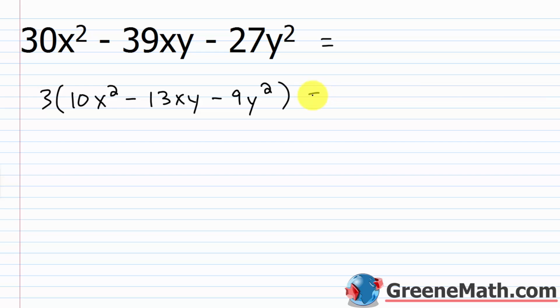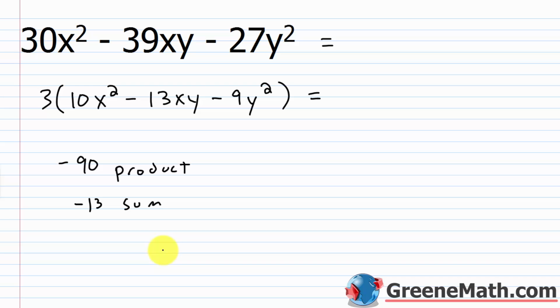So just proceed as you normally would. Inside the parentheses here, again, this is still going to be considered A. This is my B. This is my C. So give me two integers whose product is 10 times negative 9, or negative 90. So that's the product. And then for a sum, I want negative 13. So that's my sum.